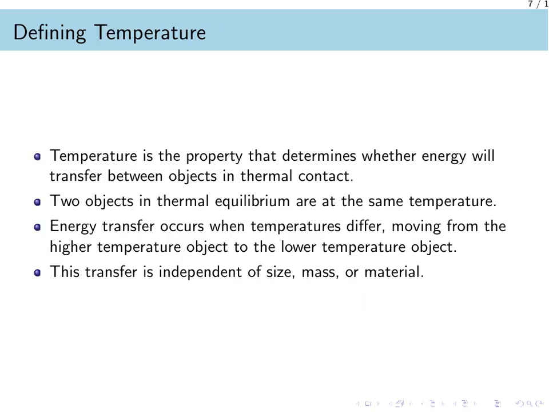We can now formally define temperature as the physical property that determines whether energy will transfer between objects in thermal contact. If two objects are at the same temperature, they are in thermal equilibrium, and no net energy flows between them. If there is a temperature difference, energy will naturally transfer from the object at a higher temperature to the object at a lower temperature. An important point to remember is that this transfer and the resulting equilibrium depend only on temperature. Other factors, such as the size of the objects, their total mass, or the specific materials they are made of, do not determine the direction of energy flow.